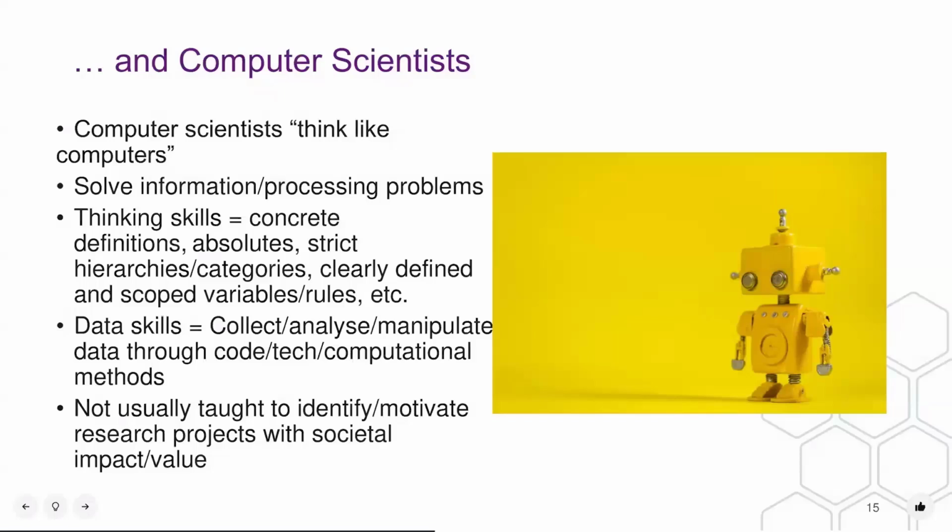And in terms of data skills, computer scientists are going to be quite used to collecting and analyzing and manipulating data through programming scripts and computational methods and technological tools. But unlike social scientists, they might not be taught as much to identify or motivate research projects on the basis of societal impact or value. I'm definitely not saying that this is never the case, of course not.